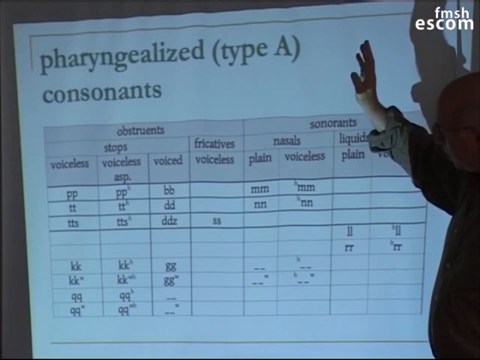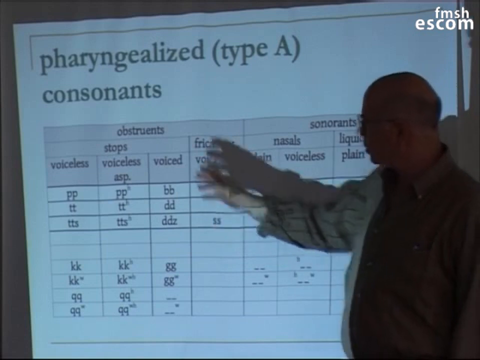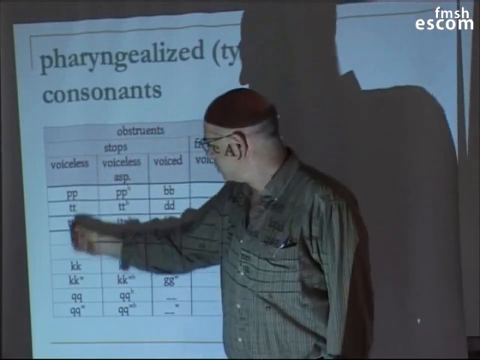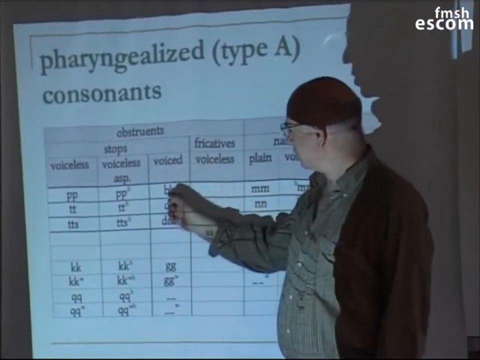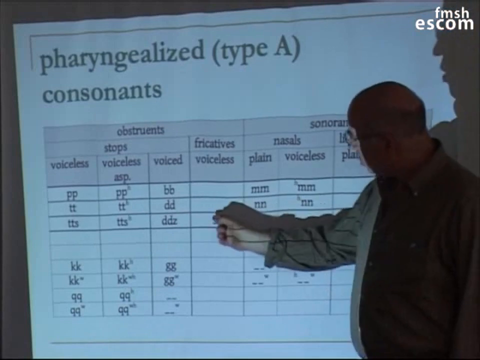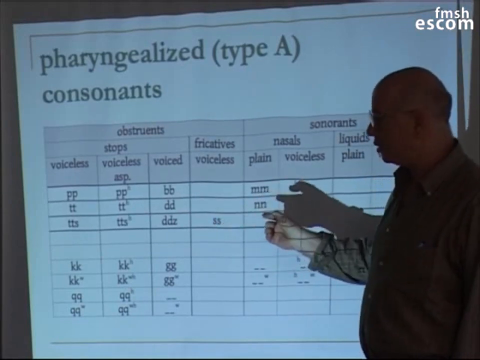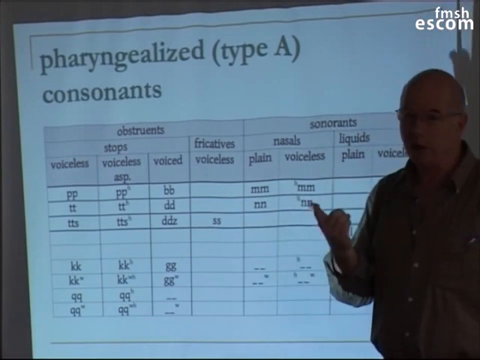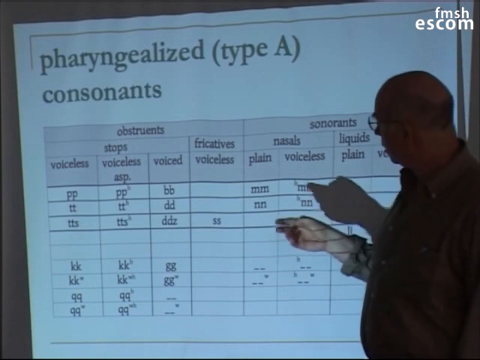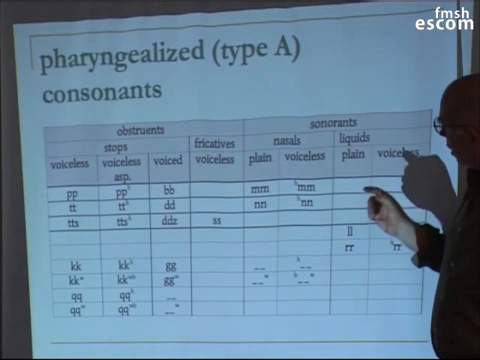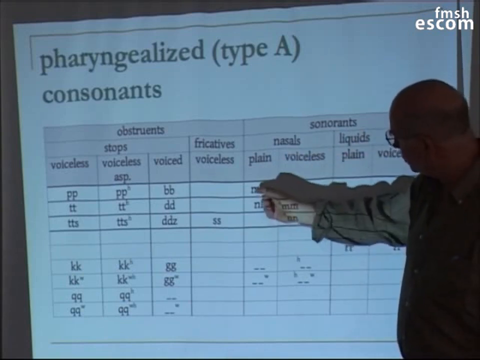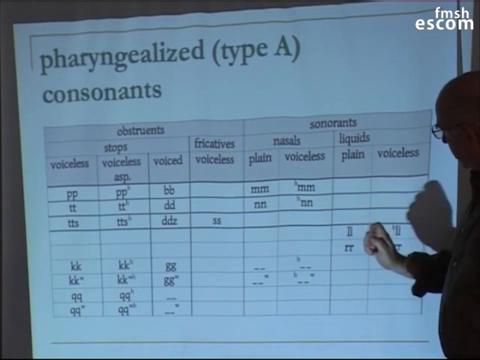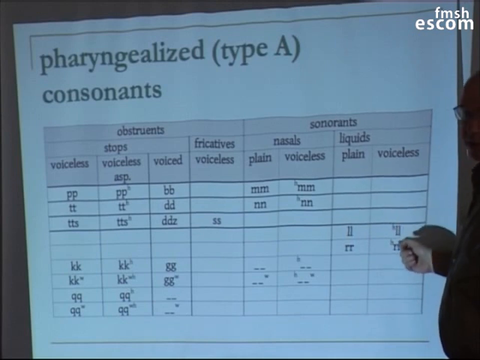From the point of view of manner of articulation, you get stops. There are three kinds of stops, as in Middle Chinese: voiceless stops, voiceless aspirated, and voiced. Only one fricative, S, and that's very noteworthy and typologically unusual, to have so few fricatives. So no F, no H, nothing else. Only one, and it's voiceless. Nasals, we have plain nasals and voiceless nasals. Liquids, we have laterals and R's, and voiceless liquids.